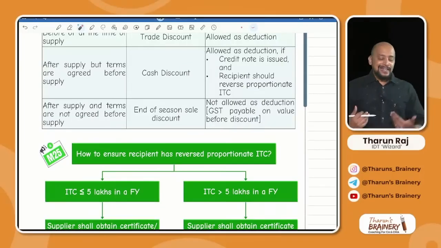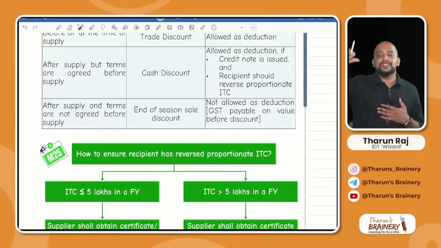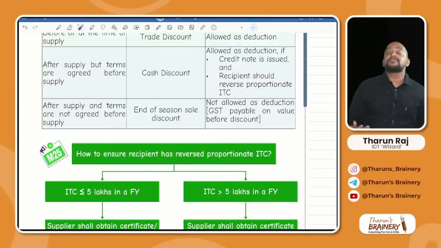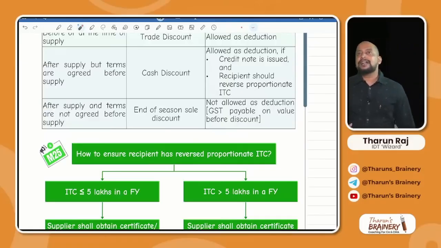The problem is that for the discount, I can give a credit note and my liability comes down if the recipient reverses the ITC. How will I know the recipient reverses the ITC? For that reason, they have brought in one circular.